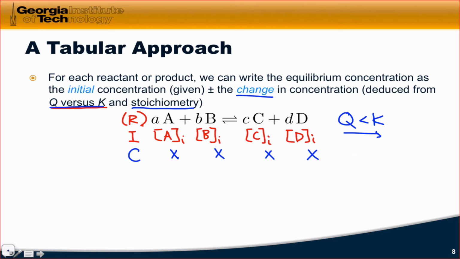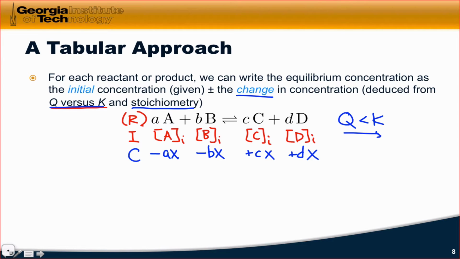In that case, we can conclude that moles of A and moles of B will disappear, hence there should be negative signs on the change for A and B, while molecules of C and D will appear, and so their changes should be positive. Since the number of molecules actually consumed or produced is scaled by the stoichiometric coefficient, we multiply each of these by the corresponding stoichiometric coefficient. So negative a times x, negative b times x, positive c times x, and positive d times x.